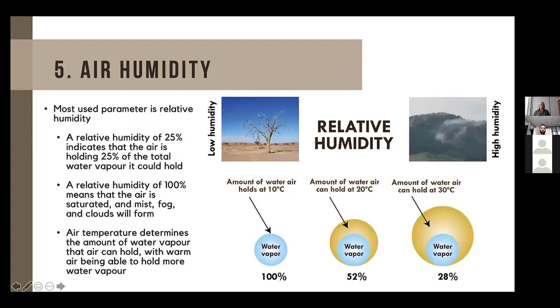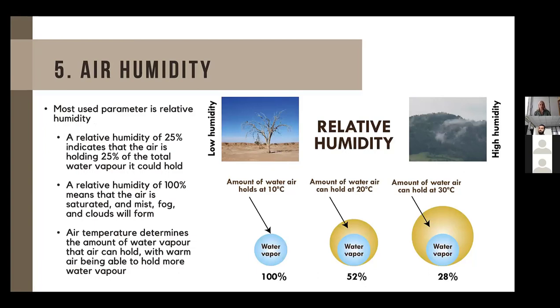And the most used parameter to indicate air humidity is the relative humidity. And a relative humidity of 25% then indicates that the air is holding 25% of the total water vapor that it could hold. So this means that a relative humidity of 100% means that the air is saturated, and then mist, fog, and clouds will form.